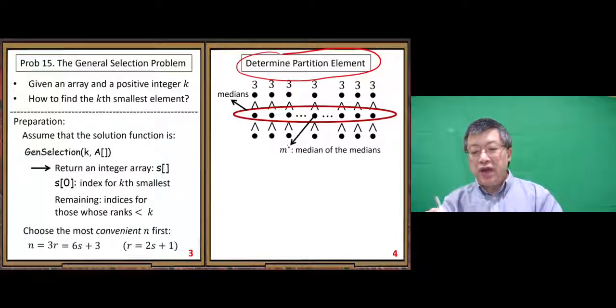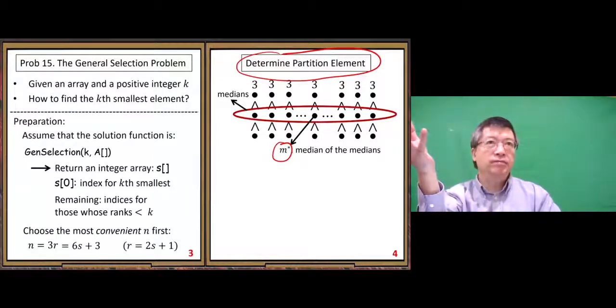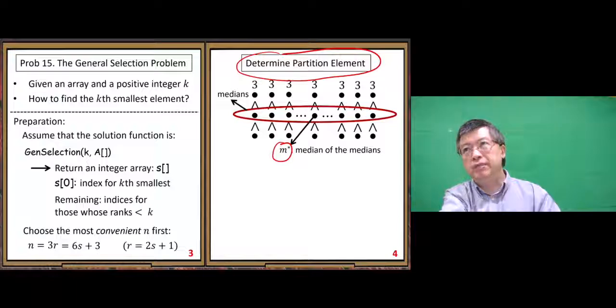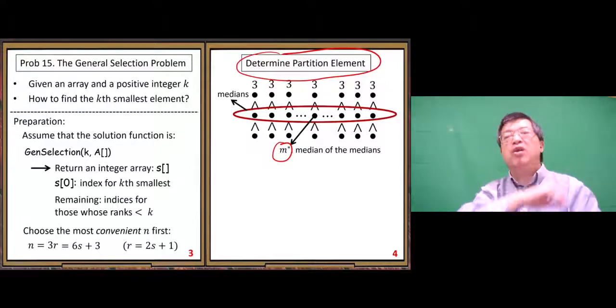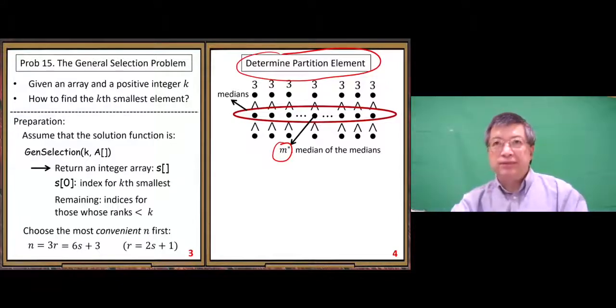M star, so I use the notation M star to represent the median of the medians. So we select this M star. It is a well defined median of the medians. It is clear the meaning, so theoretically, we can find it by recurrence function call. After that, now we want to look at the partition. What kind of partition we can get?